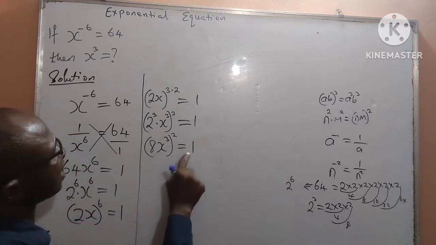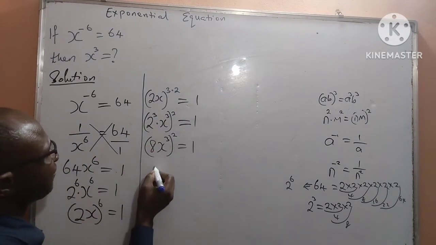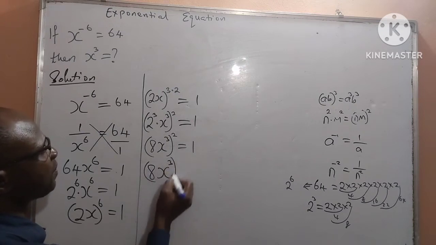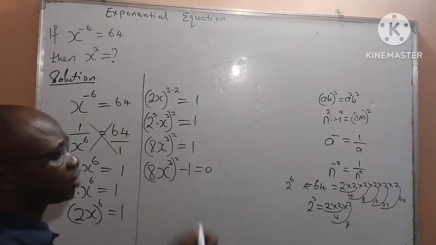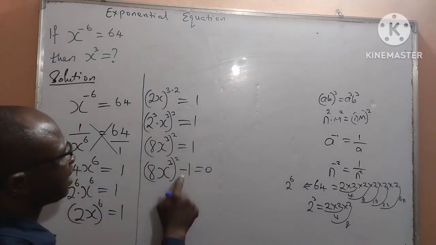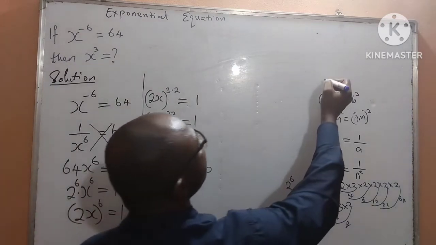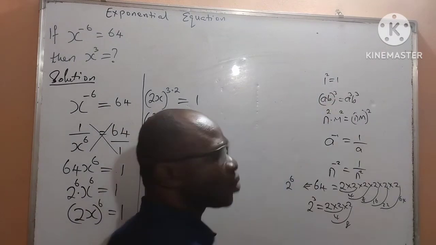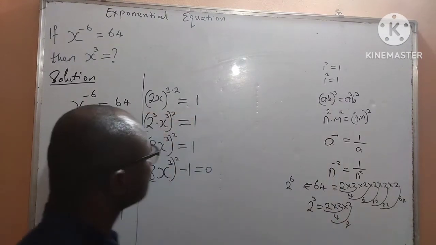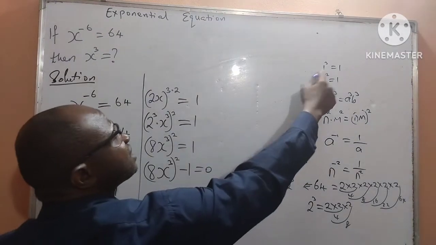If you don't mind, let me move this 1 from the right hand side to the left hand side so that I have it written as 8x raised to the power 3 all raised to the power 2 minus 1 equal to 0. Therefore, my positive 1 has gone to the left hand side and becomes minus 1. See this: 1 raised to the power 2 is equal to 1. 1 raised to the power 3 is equal to 1.